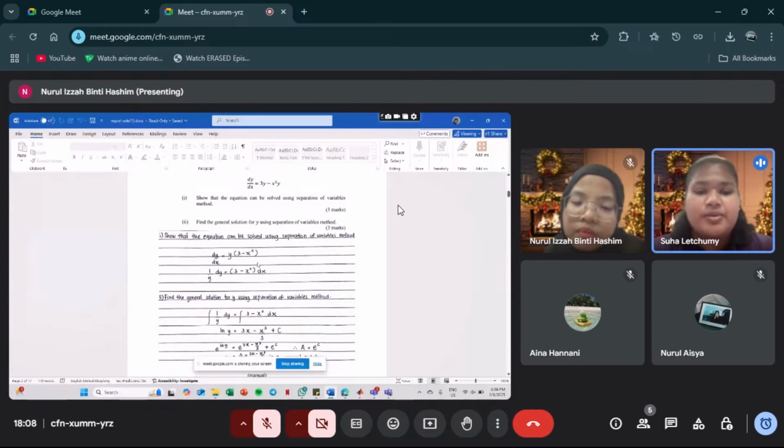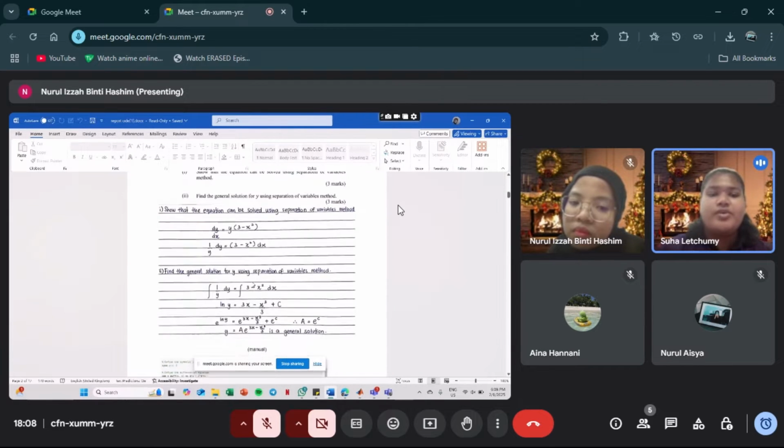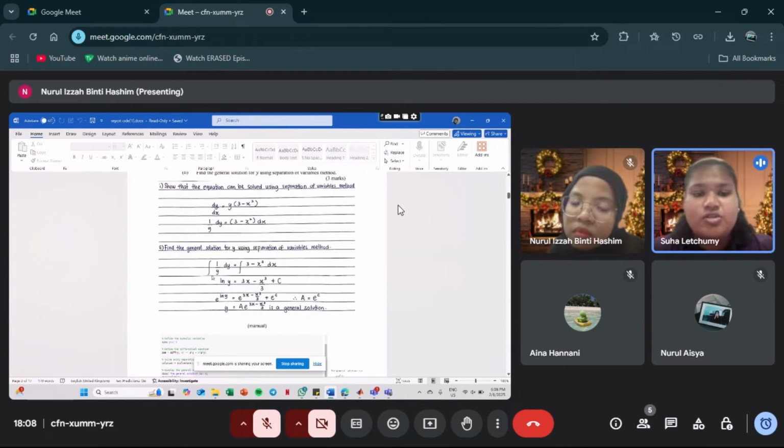For Roman 2, we need to find the general solution by using the separable differential method. So we need to integrate both sides. We will get the integral of 1 over y dy equals the integral of 3 minus x squared dx. So we will get ln y equals 3x minus x cubed over 3 plus c.